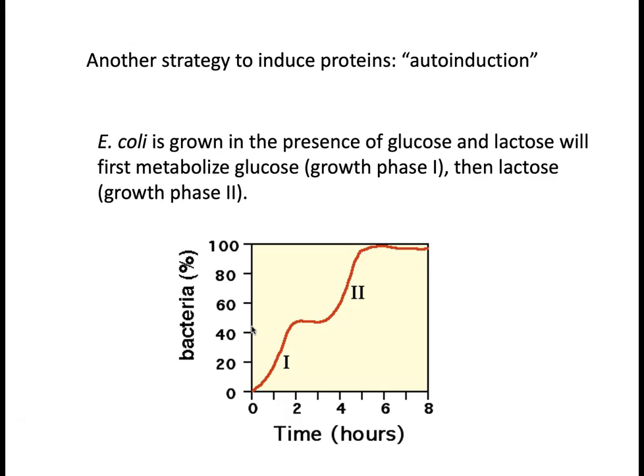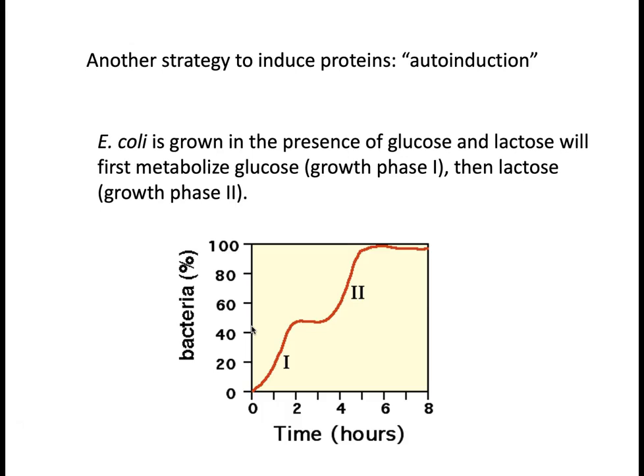So I want to go over another strategy to induce proteins that's referred to as autoinduction. This is a variant of what I just showed you with IPTG. So it's going to be a non-IPTG method of induction.